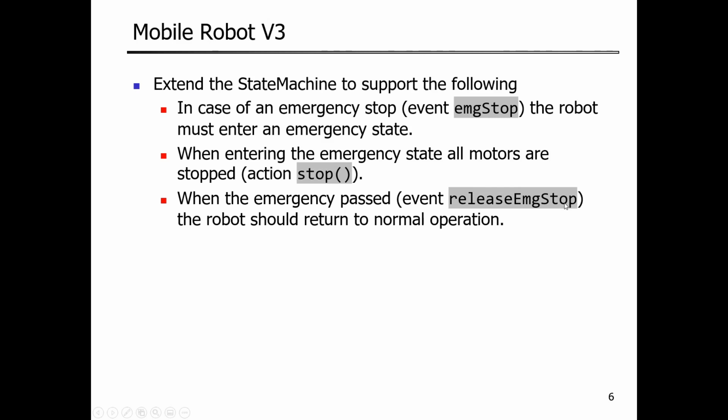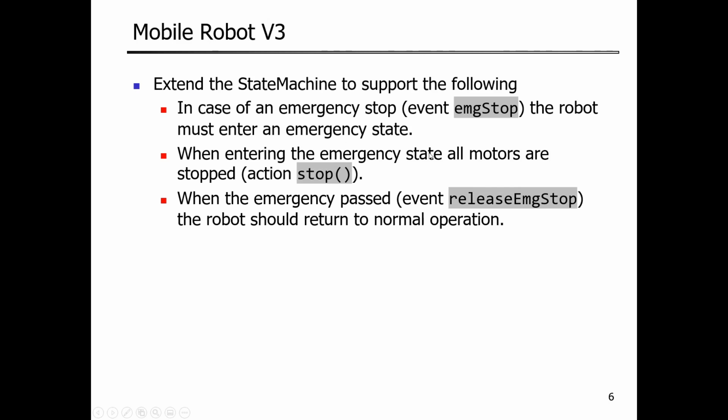So this is a bit different from working, because the working state might have additional things like this do action, but the emergency stop really should be only the emergency stop. So we are going to extend our state machine to include a new emergency stop state. And the way it should work is, in case of an emergency stop, which is signaled by this event, the robot must enter a special emergency state.